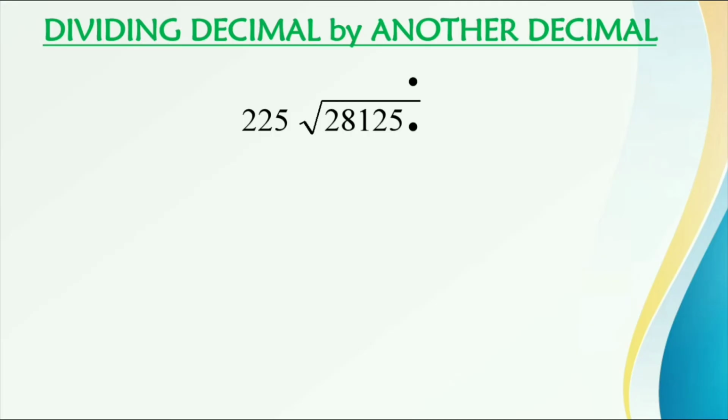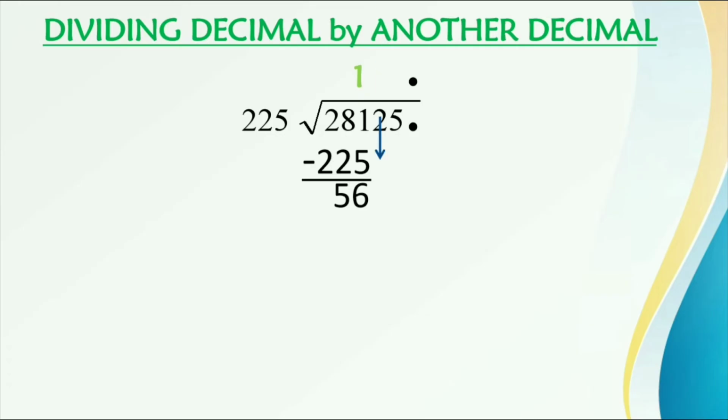Okay, so mag-start tayo sa 281. So, ilang 225 meron sa 281. Okay, syempre meron tayong isa lang. So, itatapat natin yung quotient kung saan yung last digit ng dinivide natin. So, since 281, nakatapat siya dun sa 1. And then, following the DMSBR, pagka-divide, magmumultiply tayo. 1 times 225. Okay, we have 225. And then, subtract. 281 minus 225 will give us 56.